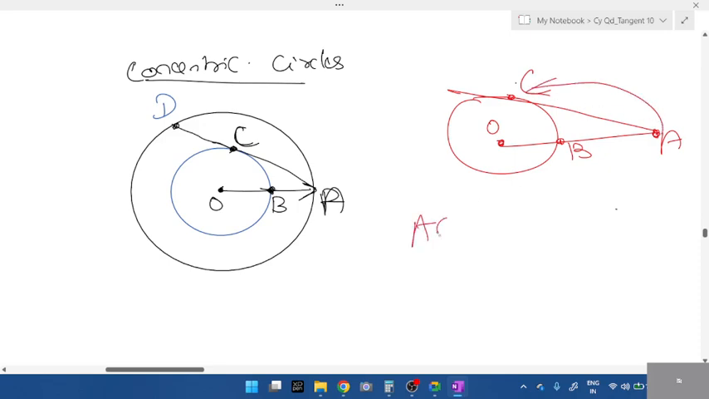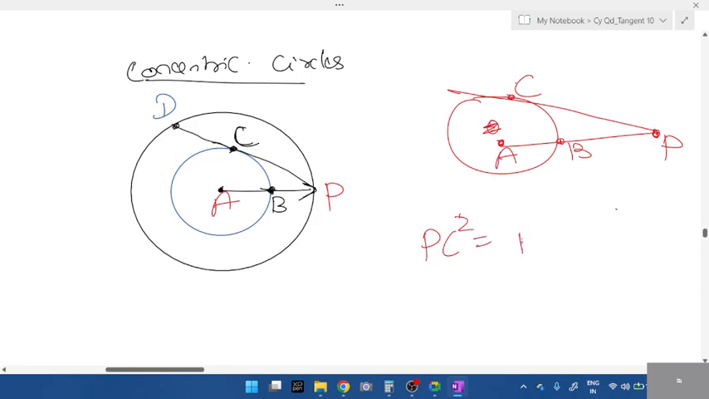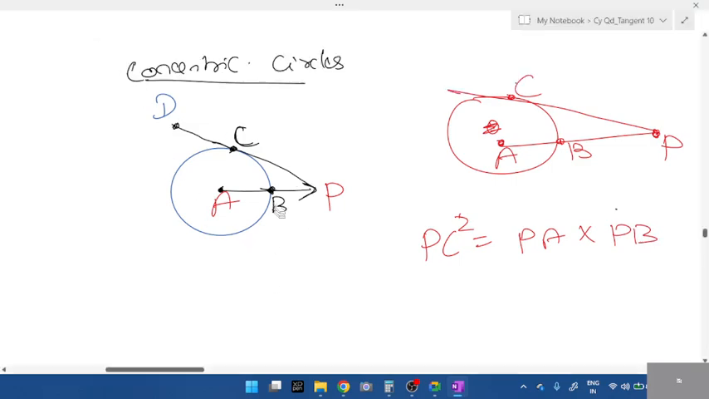Is the tangent AC square? Usually I used to use P here. Instead of A, I'll write P. If you're getting confused, I'll write P here, A here. Now tell me, according to the smaller circle, PC square, the tangent, is equal to PA into PB. You'll get questions like this. To confuse you, they'll give you a bigger circle. In the smaller circle, it's the secant and tangent concept, concentric circle.